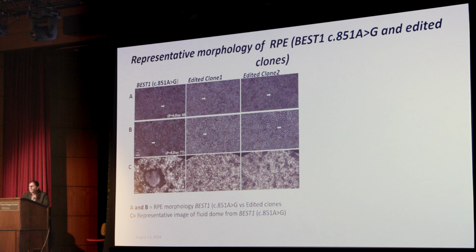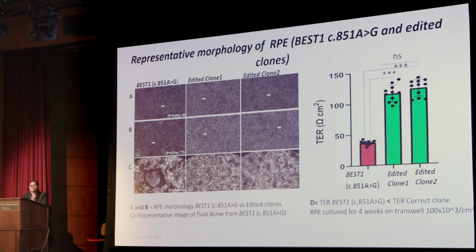To our surprise, we see a big difference in morphology between the mutant and the edited line. In the mutant line, there is fluid dome formation, which is a characteristic of Best disease. In the edited line, we always get a very uniform polygonal shape and pigmented RPE, whereas in the mutant line, that's not the case.